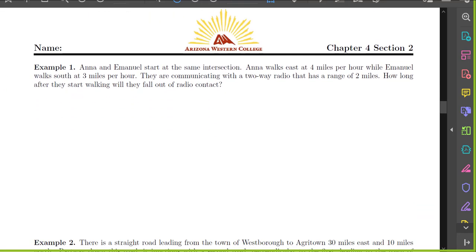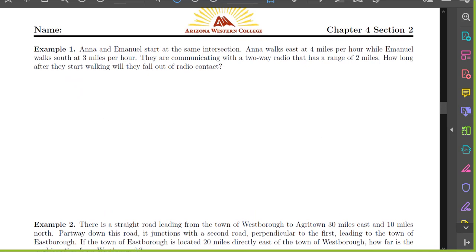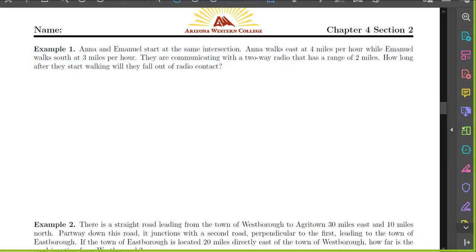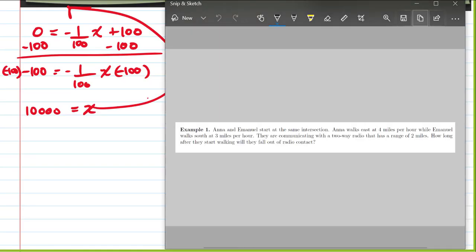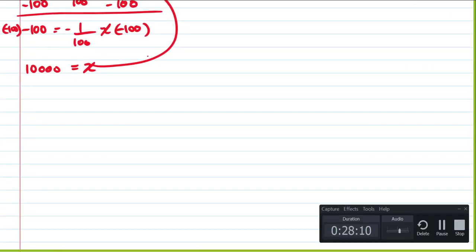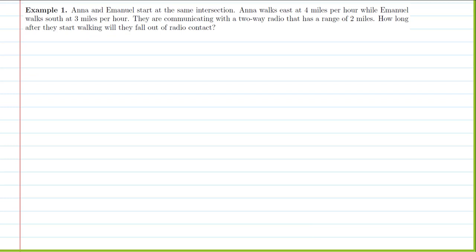All right. So we are going to take a break from that and switch to our next example. So example is Anna and Emmanuel start at the same intersection. Anna walks east at a rate of 4 miles per hour, while Emmanuel walks south at a rate of 3 miles per hour. They are communicating with a two-way radio that has a range of 2 miles. How long after they start walking will they be out of radio contact?